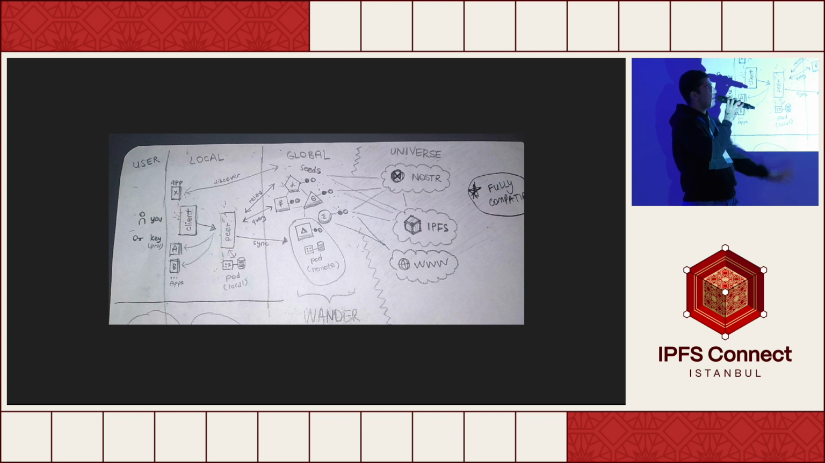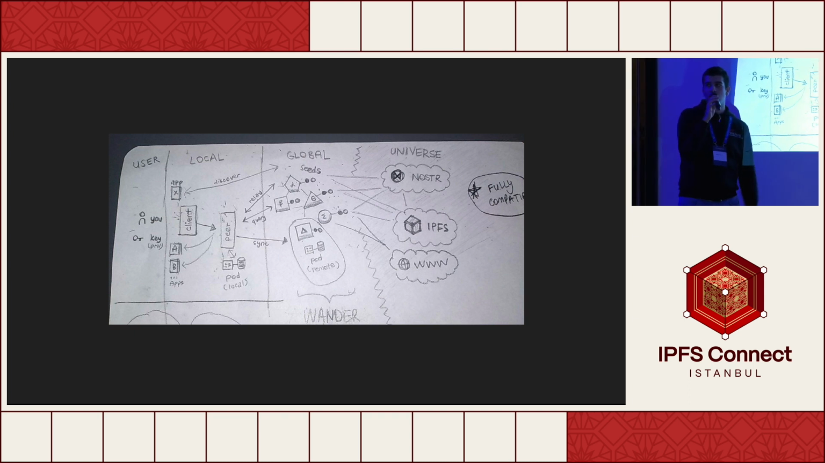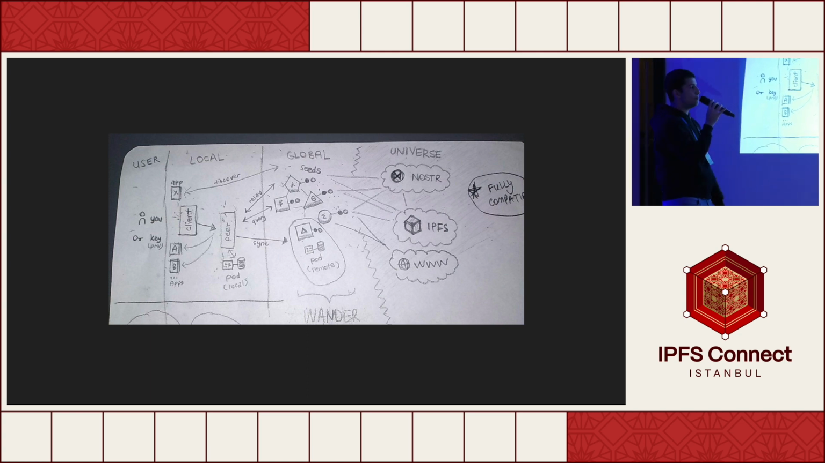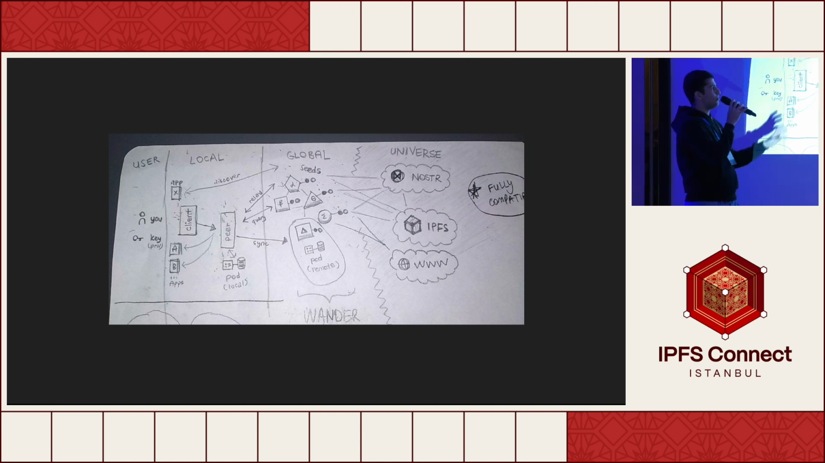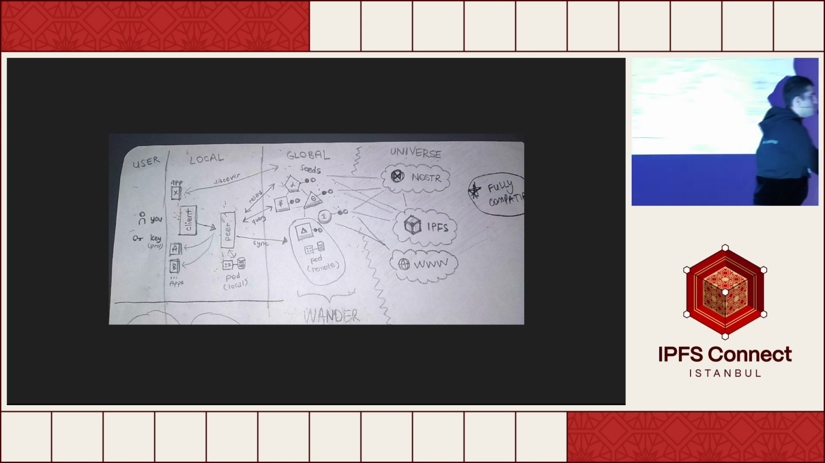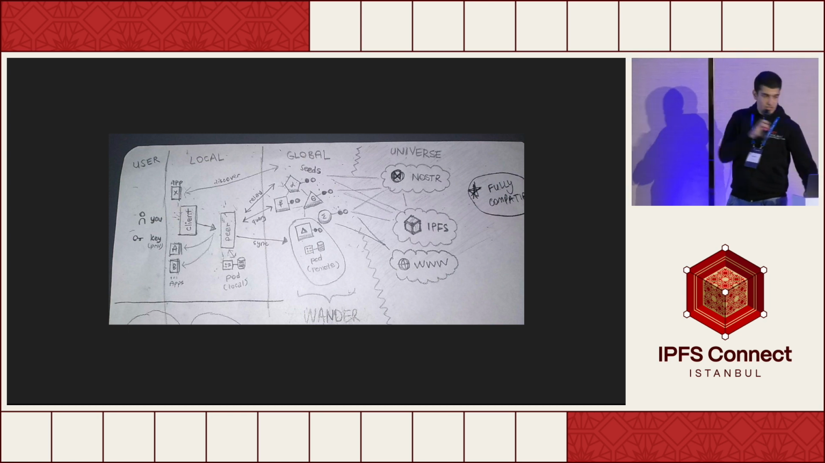And these seeds, by default, are compatible with Nostr, IPFS, and the World Wide Web. Also, we want to add more protocols and standards and other networks, other ecosystems, to make this possible so that we are not locking you in. Any seed will be by default a Nostr relay or an IPFS node. This is what we are trying to do. This is the overall architecture.